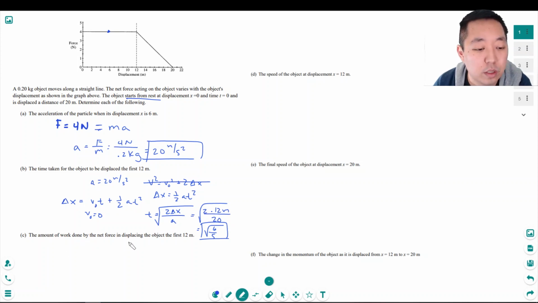Okay, let's skip over the work done problem just because, well, you know, the problem with the AP questions is they're more than just categorized by kinematics. This is a work done problem. Work done's force times distance. So this is actually a pretty easy one. It's a constant force over 12 meters. So that's 4 newtons times 12 meters, and that's 48 joules.